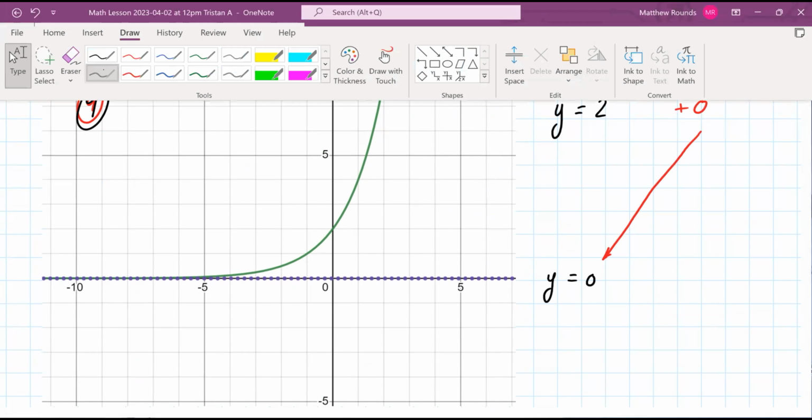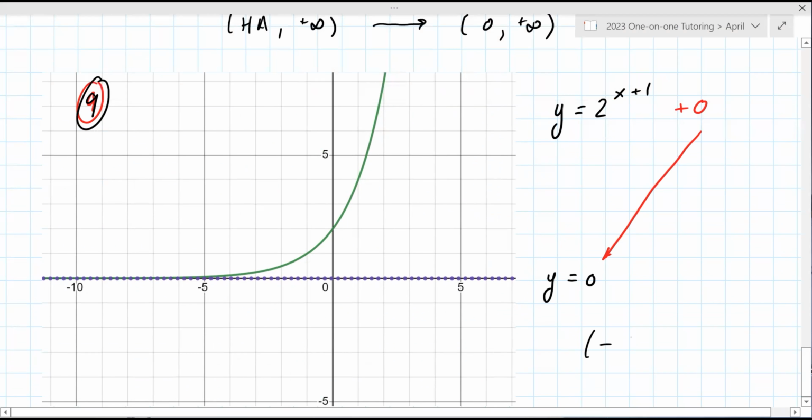So is your range -infinity to 0, or is it 0 to positive infinity? Same question, what's going on with this green line? Is it going up forever, down forever? What's going on there? Going up forever. Okay, so which one would it be, the first one or the second one? 0 to plus infinity. Good.